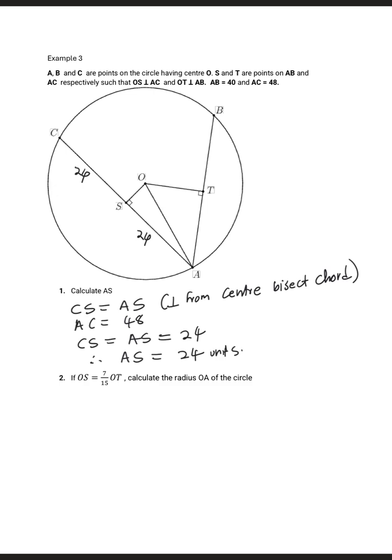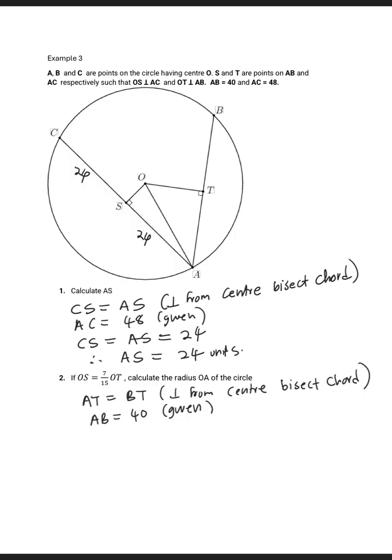so the other information that we have is that AT is equal to BT, reason: perpendicular from center bisects chord, right? And then we are told that AB is equal to 40. This is given, and here also is as given. And then it means that AT is equal to BT is equal to 20. So we have 20 here, and then we have 20 here, right?